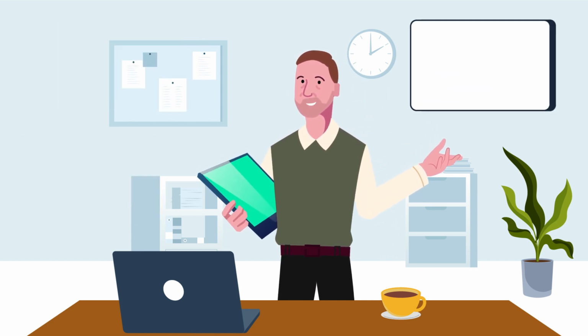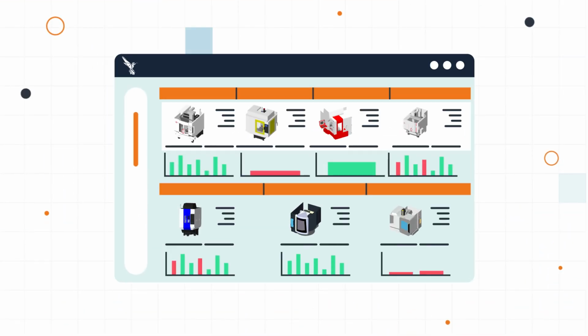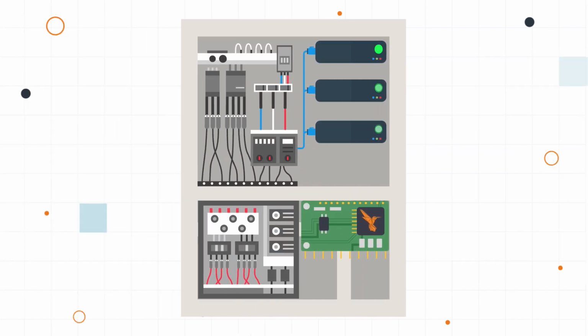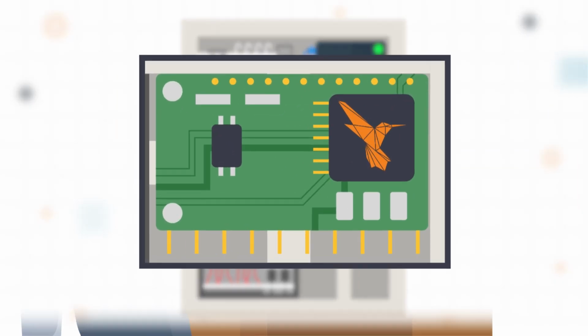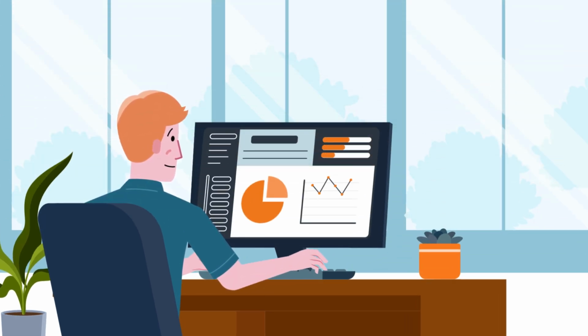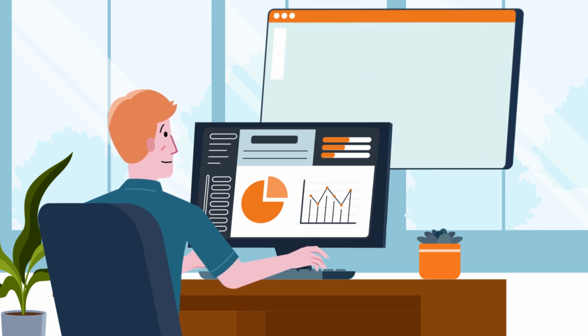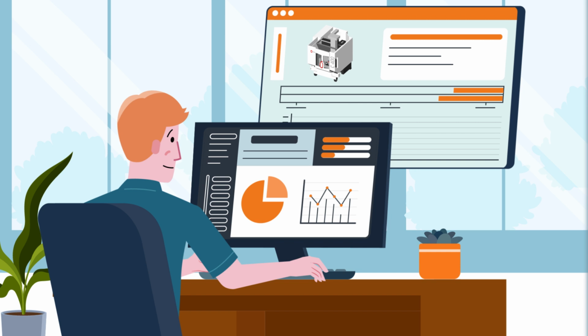With the Hummingbird Machine Data Acquisition module, the machine data is automatically recorded and visualized. The machines are connected either via standard interfaces or via the Hummingbird IoT module. Hummingbird IoT displays the collected data in key performance indicators, also known as KPIs, such as the efficiency of a machine, the current capacity utilization, or the available capacity.